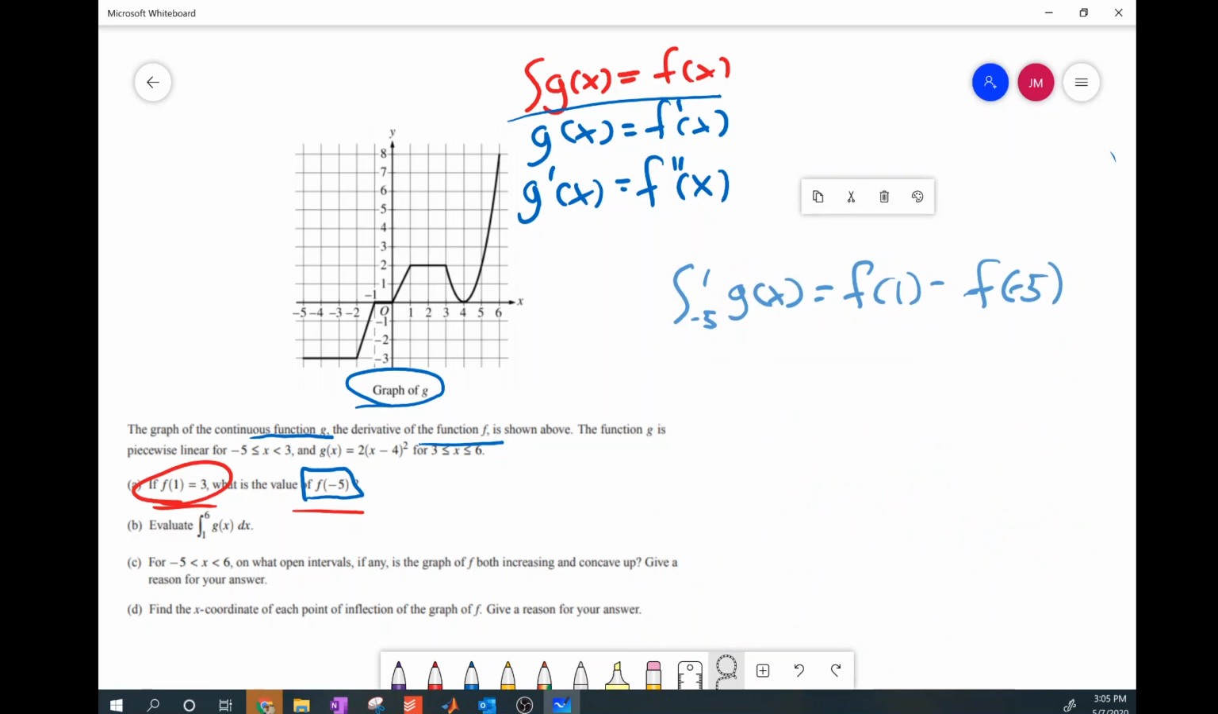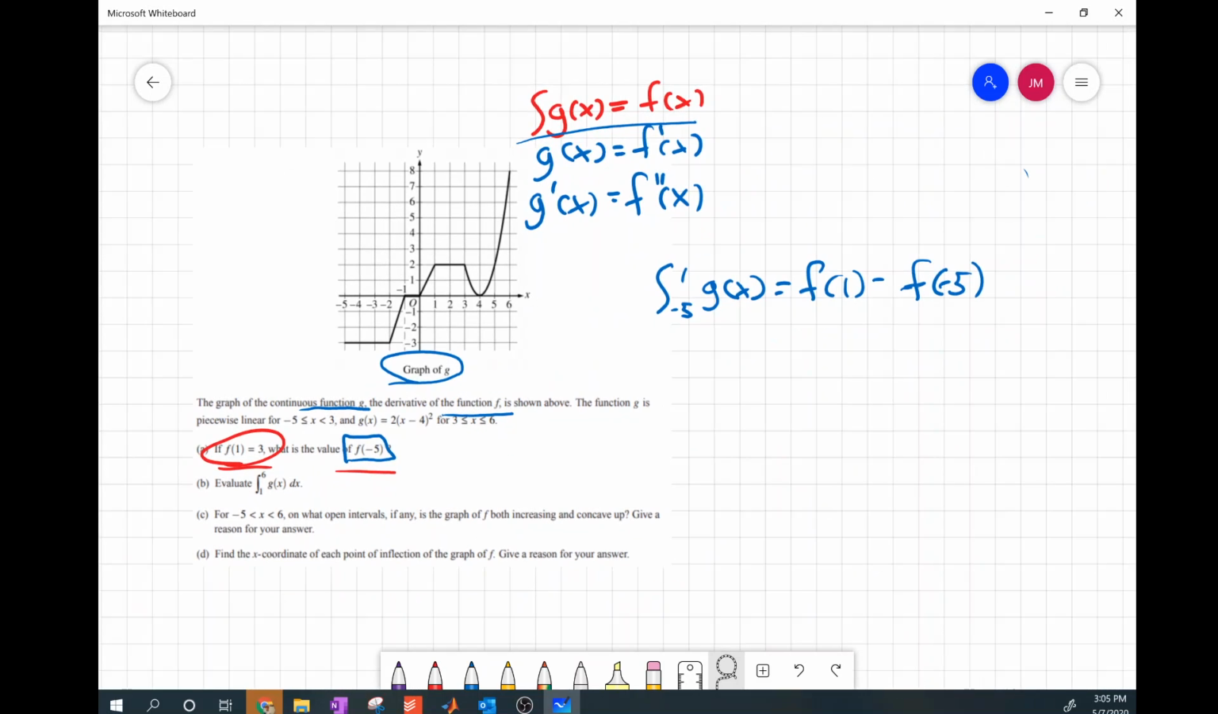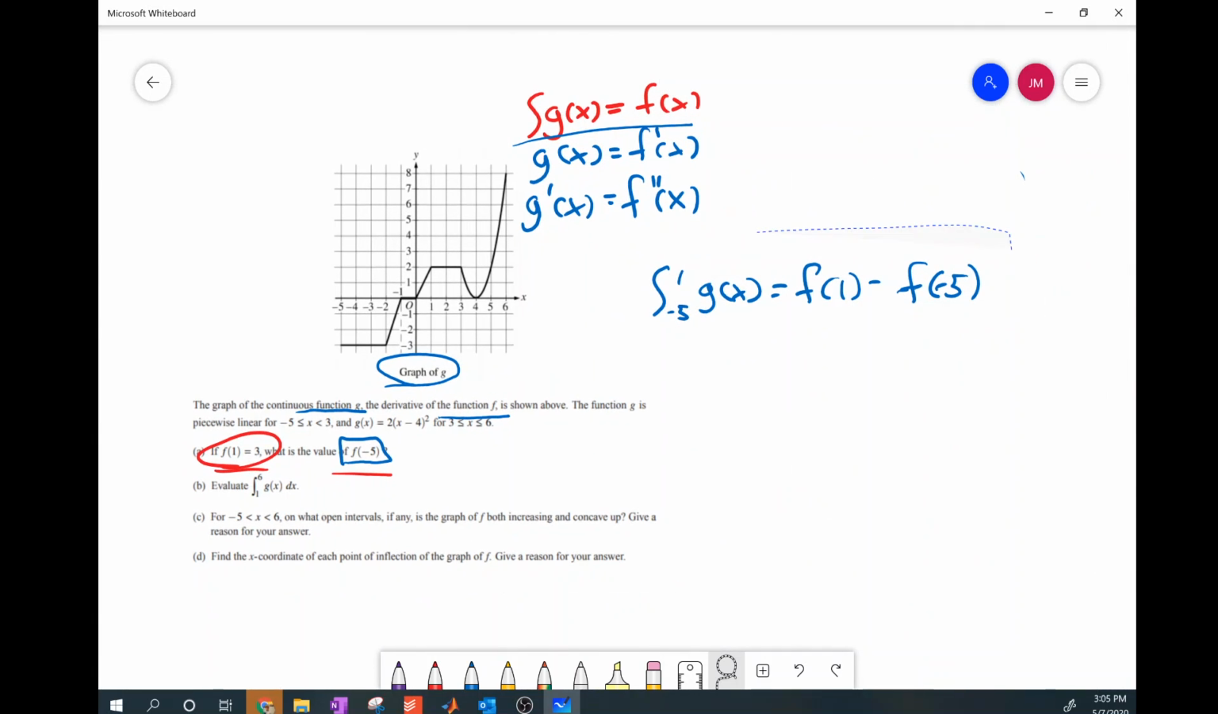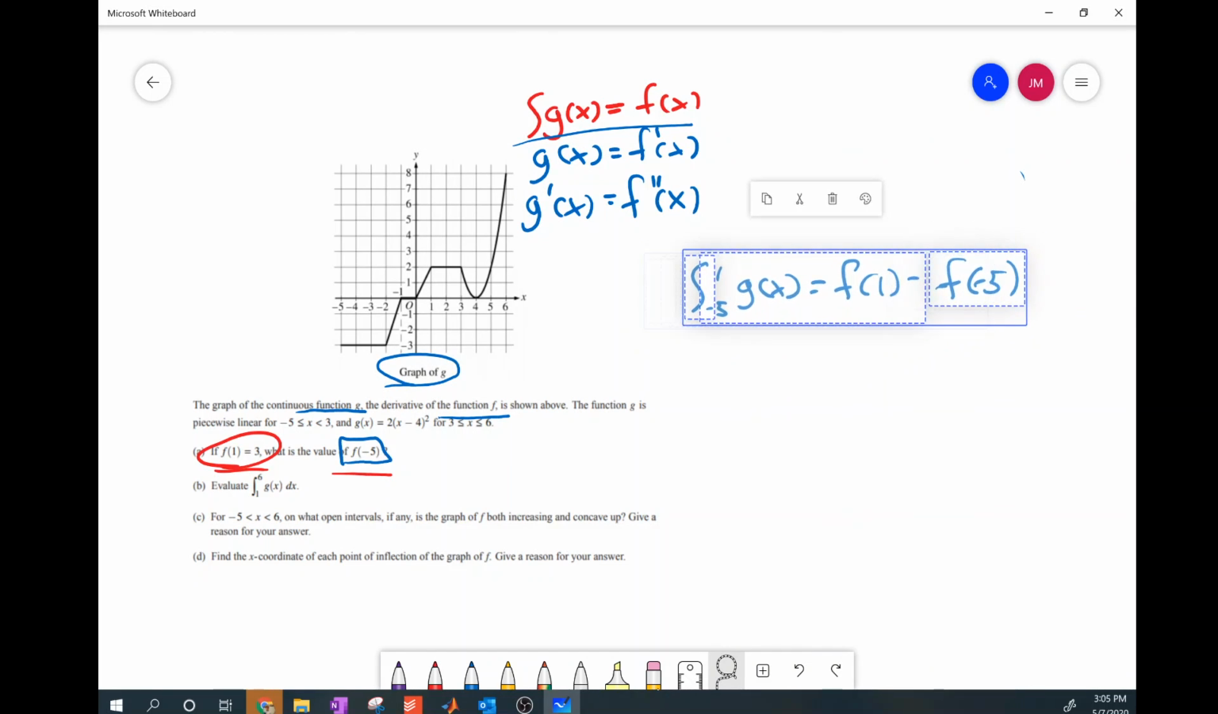And keep going. Give me some space here.